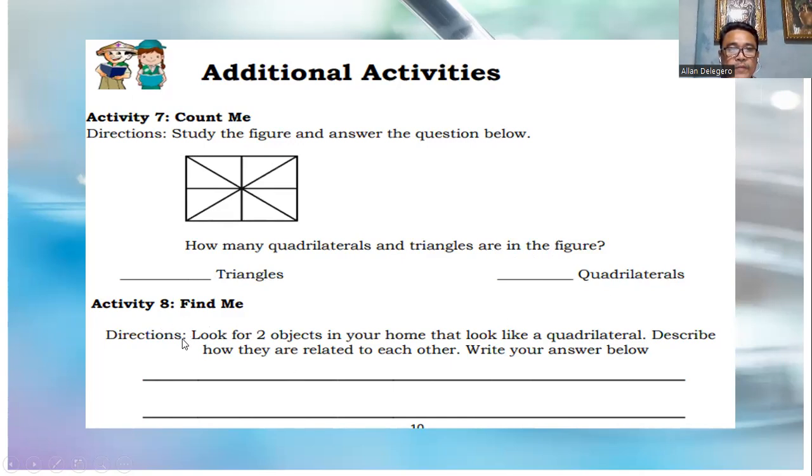Activity 8, look for 2 objects in your home that look like a quadrilateral. Describe how they are related to each other. Write your answer below.